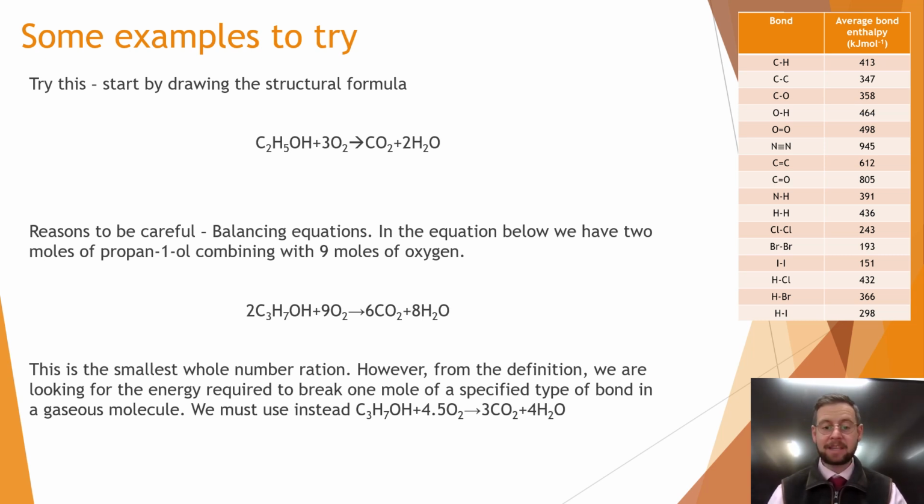So instead of using 2 moles of propanol and 9 moles of O2, we'd use 1 mole of propanol and 4.5 moles of O2. You might think that's a bit weird, but we have to do it relative to 1 mole of the fuel that is being burnt. And so that's a slight thing, but once we understand, all we have to do is change the multiplying factors in front of the particular bonds that we have when we're working out the sum.